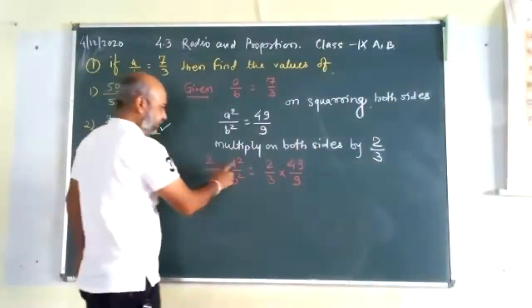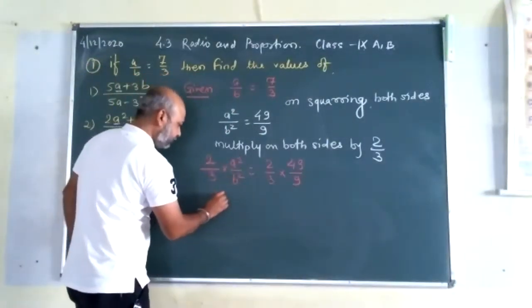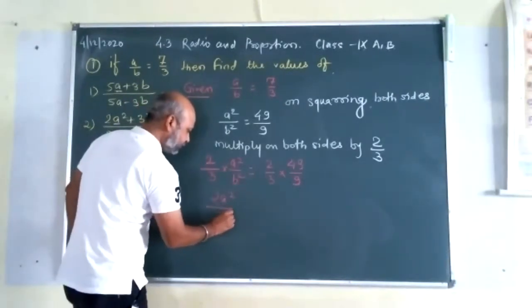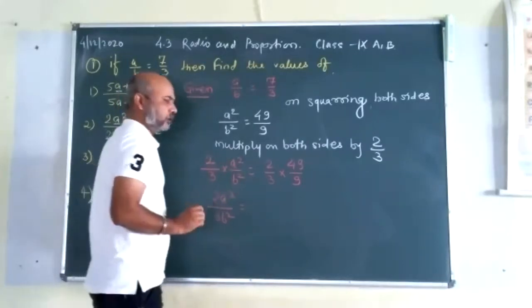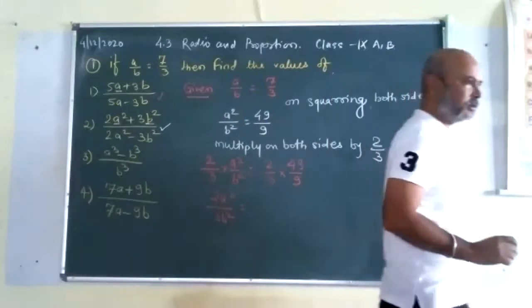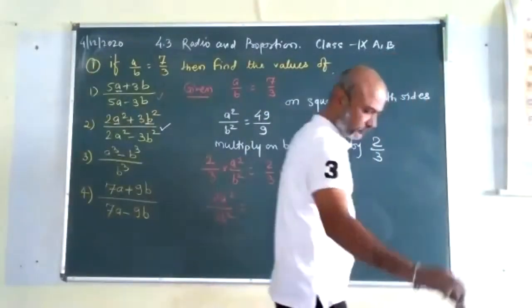Now you will get 2a square divided by b square. Excuse me, sir. Sir, please use white chalk. Okay, fine, wait.